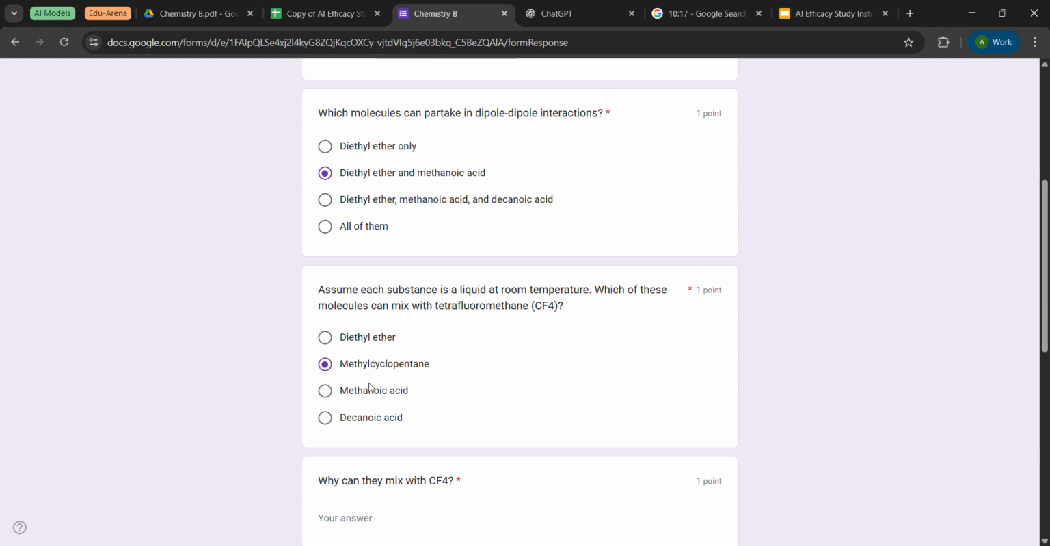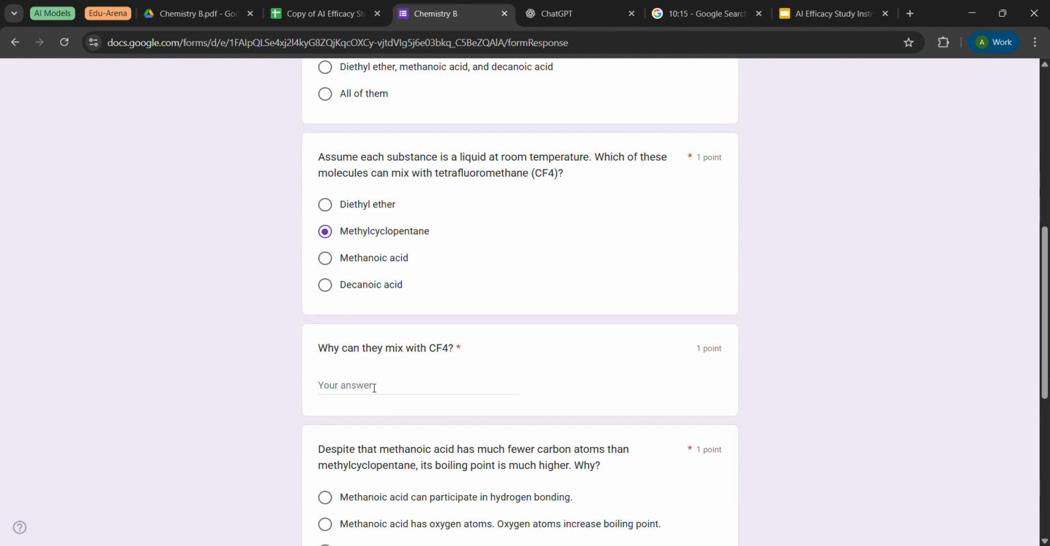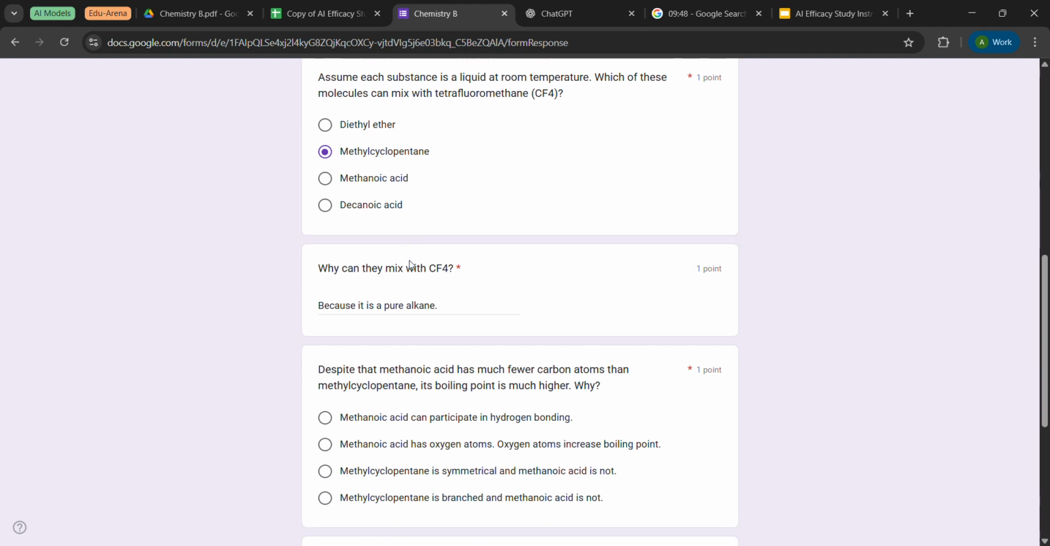So I can make a guess for this. Why can they mix with CF4? I have no idea. But still I'm just gonna write it is an alkane. Or can I write pure alkane? Because the rest is everything with a functional group. This is ether, this is acid, and this is again acid.